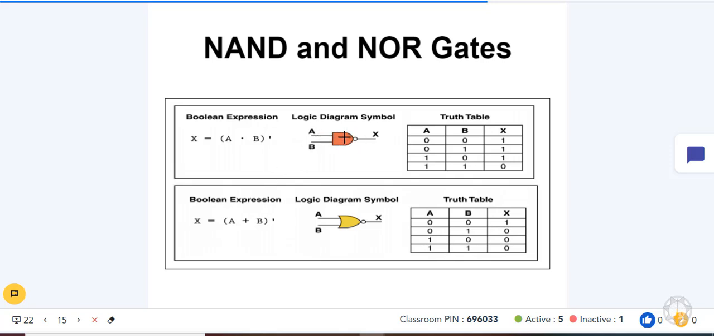Same way for the NOR gate, the Boolean expression is A plus B, whole dash, and the logical diagram is exactly like an OR gate, but there is a small bubble in front of the OR gate, and the truth table output is exactly opposite to the OR gate. That's why it is called the NOR gate. Now the next question is, which of the following are called universal gates?